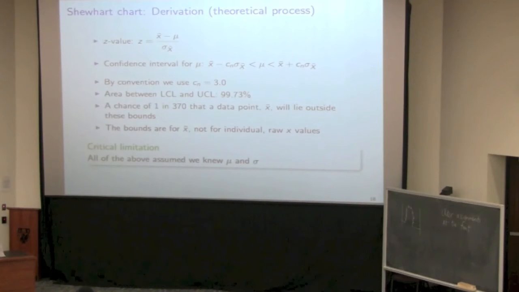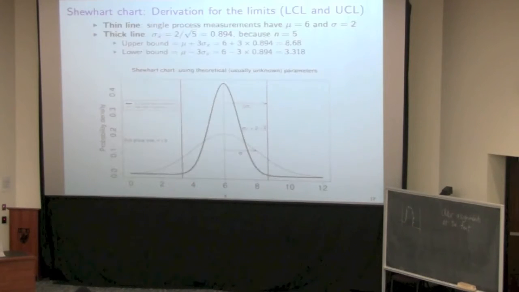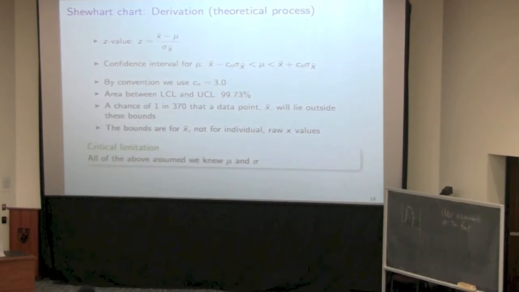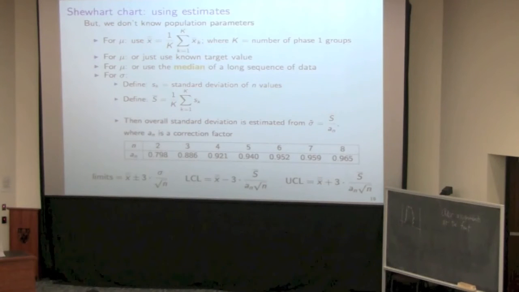Okay, so these calculations that we've done here are to calculate the upper control limit, that's 3 sigma above the target, and the lower control limit is 3 sigma below the target. They're very straightforward, but they assume you know what mu and sigma are, but you don't really ever know what those two values are. So we go and replace them with our best guesses.